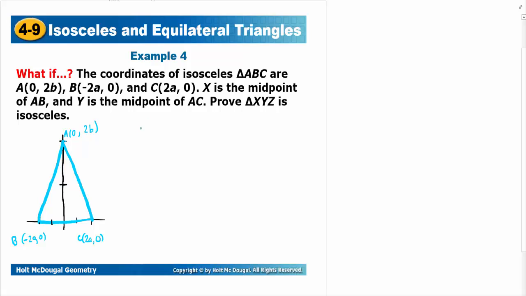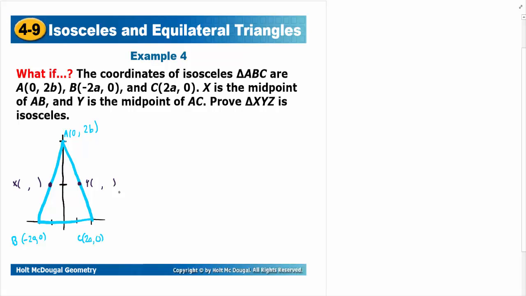Alright, so they're saying again, X is the midpoint of AB. So I've got AB right here. I'm going to change my color. I don't know where that is exactly, but I'll put X here. That would be X. I'll figure it out. And Y is the midpoint of AC. So AB, AC over here. So I'll go Y. Again, I'll figure that point out as I go.